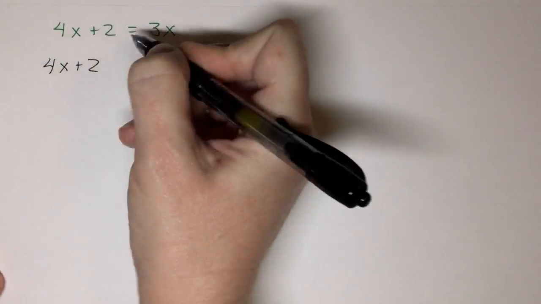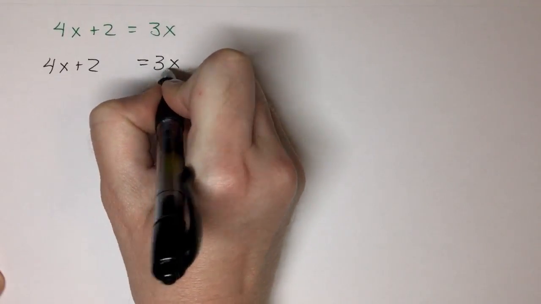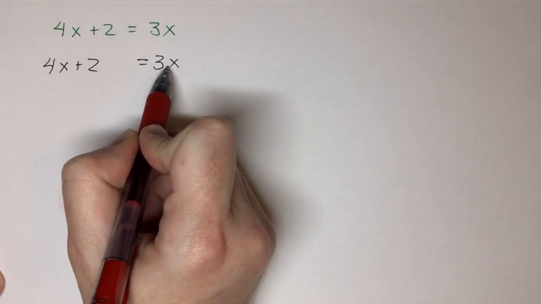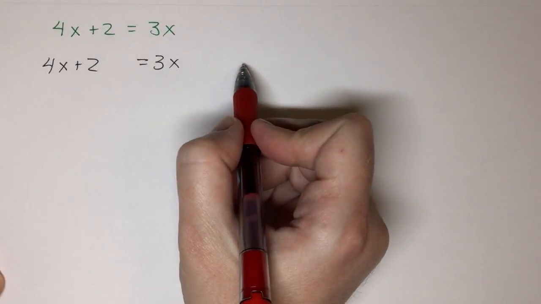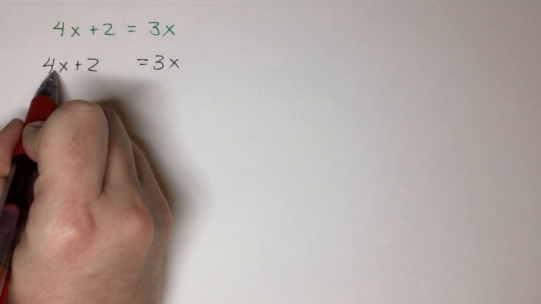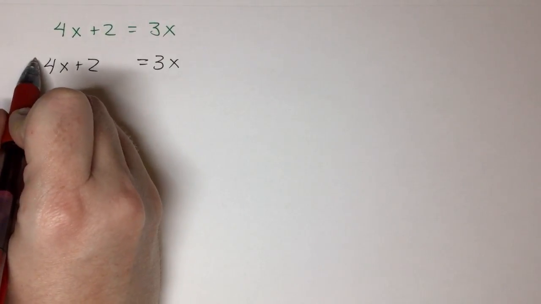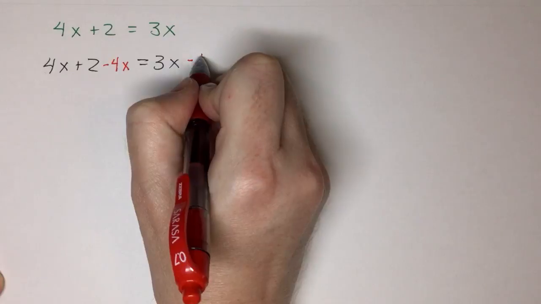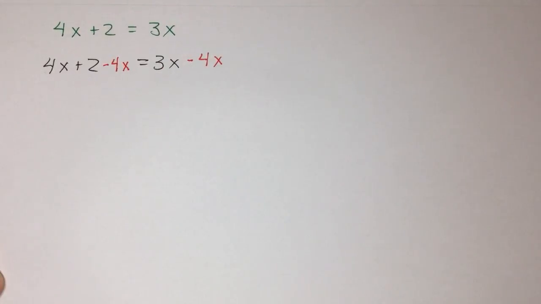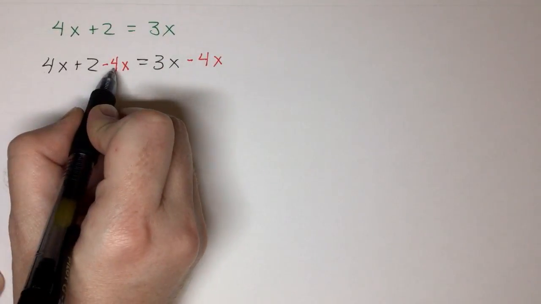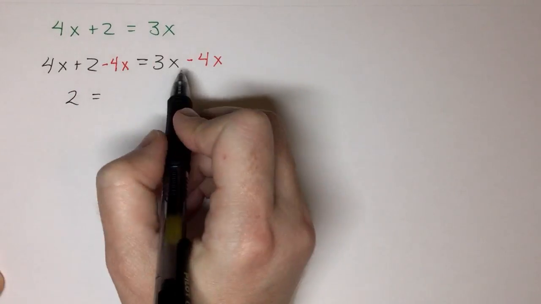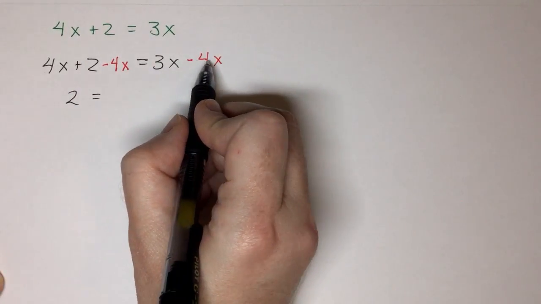So 4x plus 2 equals 3x, because the only thing I have over here is my variable. So I'll move all my variable terms to the right. I want to get rid of the 4x. It's a positive 4x, so to undo, I'm going to subtract 4x on both sides. 4x minus 4x is 0. I'm left with 2 on the left. On the right, 3x minus 4x.